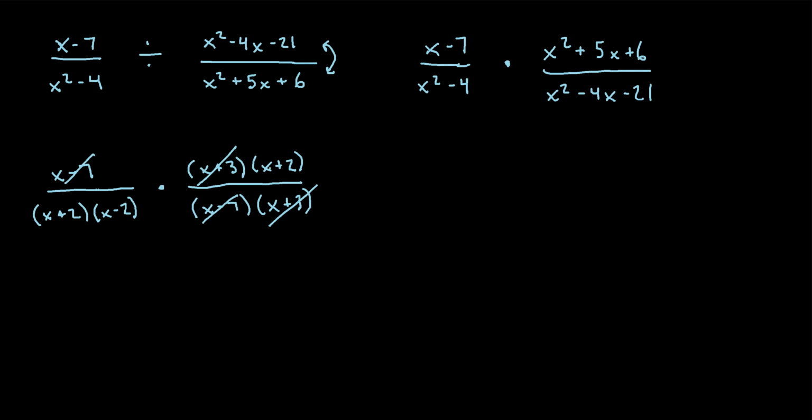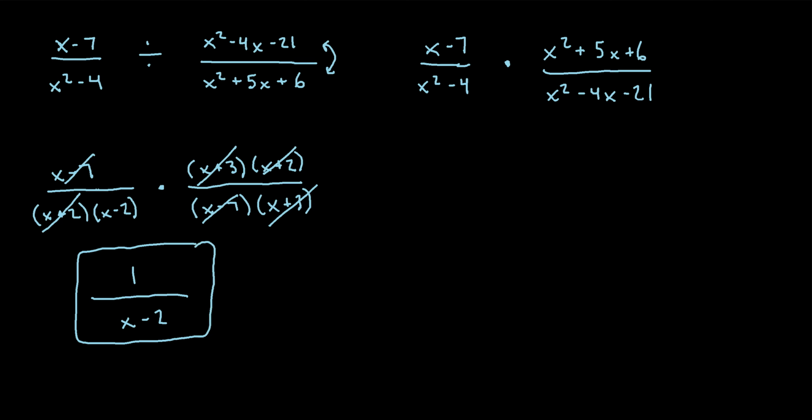We also see we have an x + 2 right here in the numerator that can cancel out with this x + 2 in the denominator. So in the numerator, we're not left with anything. In other words, we're just left with a 1. And in the denominator, we're left with an x - 2. So that will be our final answer, 1/(x - 2). That is what this original expression simplifies to.